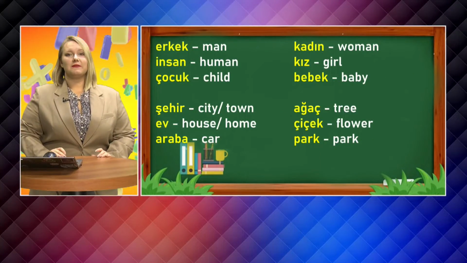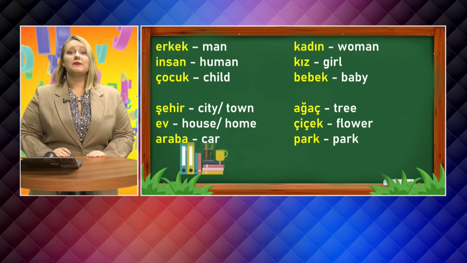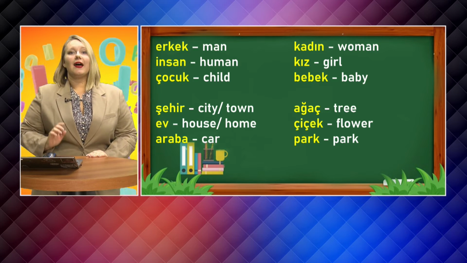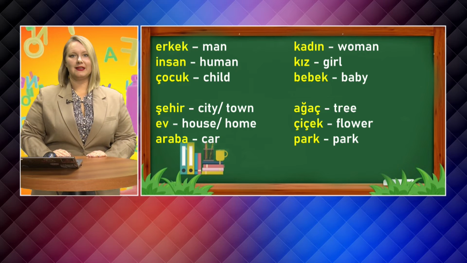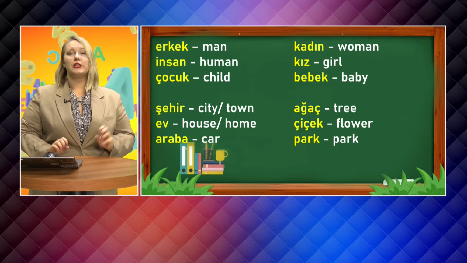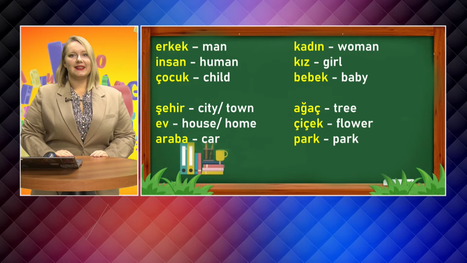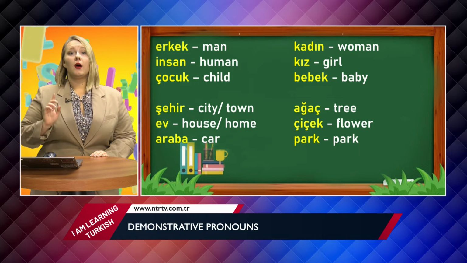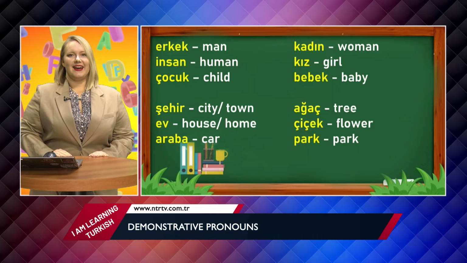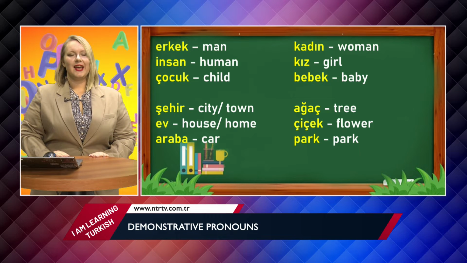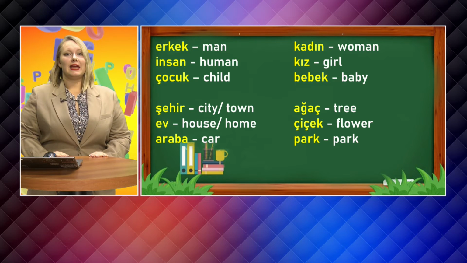Let's try to learn some phrases about the world around us. Let's start from human beings. For example, we have erkek, which means man, and kadın, which means woman. All of us are insan, humans. Why insan? Because we are a bit insane sometimes. Then we have kız, girl, çocuk, child, and bebek, baby.